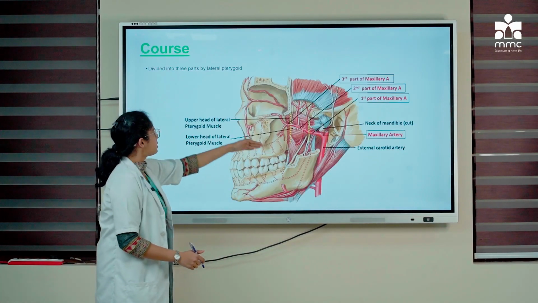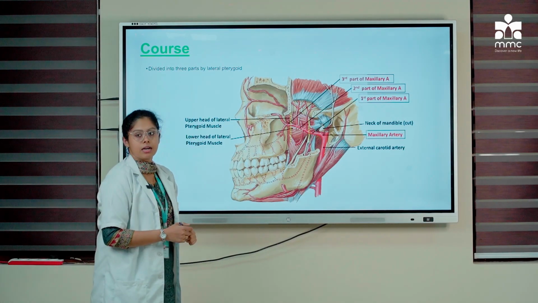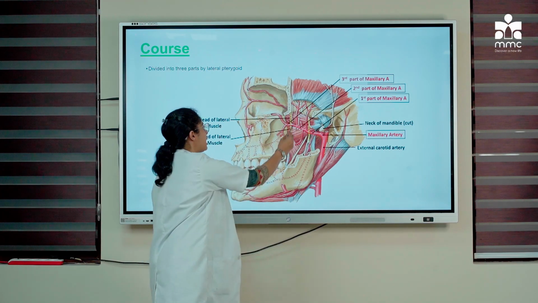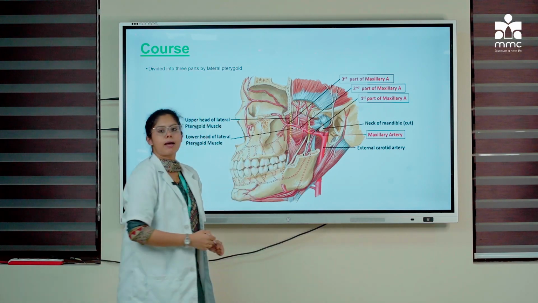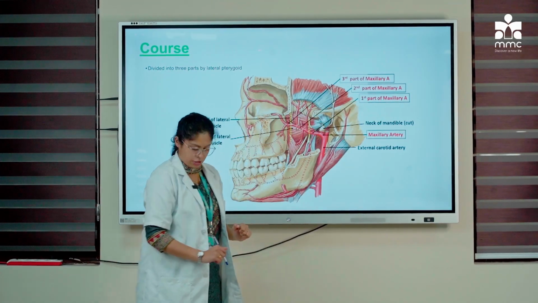Then it runs horizontally, where it is crossed by a muscle of mastication, that is the lateral pterygoid. So, the lateral pterygoid muscle will divide the maxillary artery into first, second and third parts.